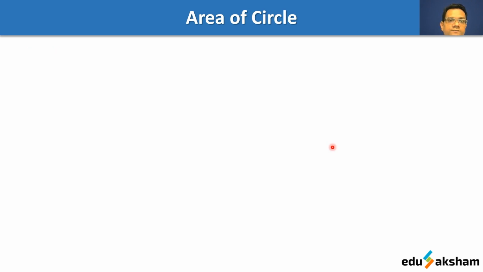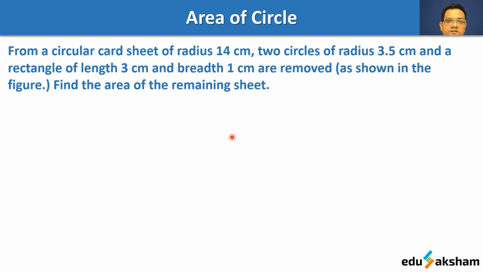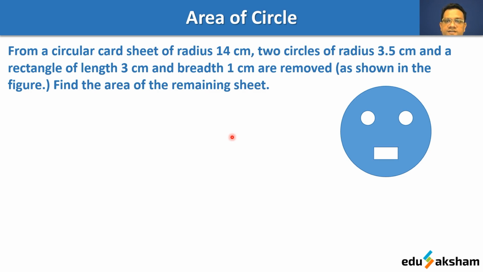Now let us take one more question. From a circular card sheet of radius 14 centimeter, 2 circles of radius 3.5 centimeter and a rectangle of length 3 centimeter and breadth 1 centimeter are removed. Find the area of the remaining sheet. So basically these parts are already cut out. We have to find the area of the shaded region in blue, right?